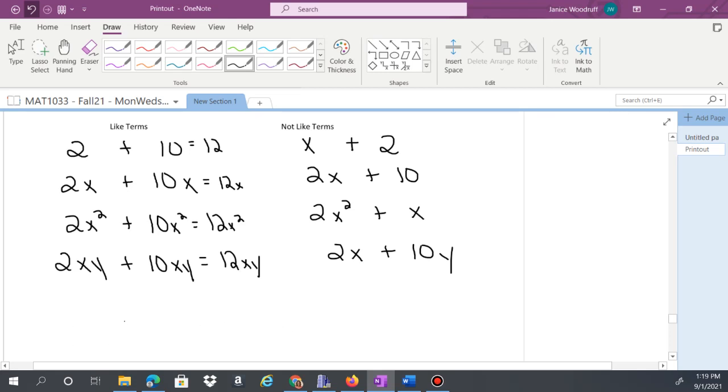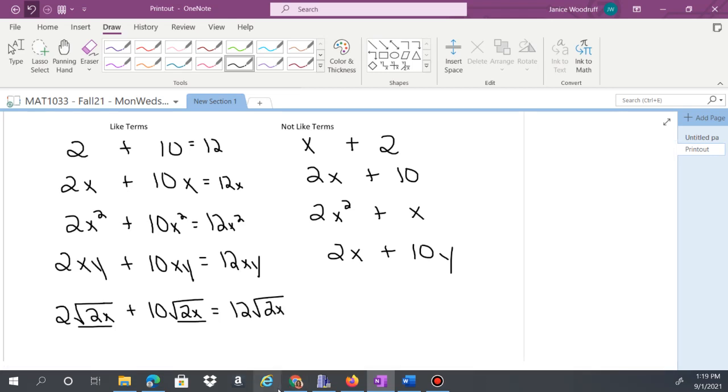And then things like the radicals need to be the same too. So if I am going 2 root 2x plus 10 root 2x, as long as the roots are the same, that's fine. That gives me a 12 root 2x. Okay, so notice every time I'm just adding the numbers in front. So even here, I'm treating that 2x like it's a variable, just copying it over.